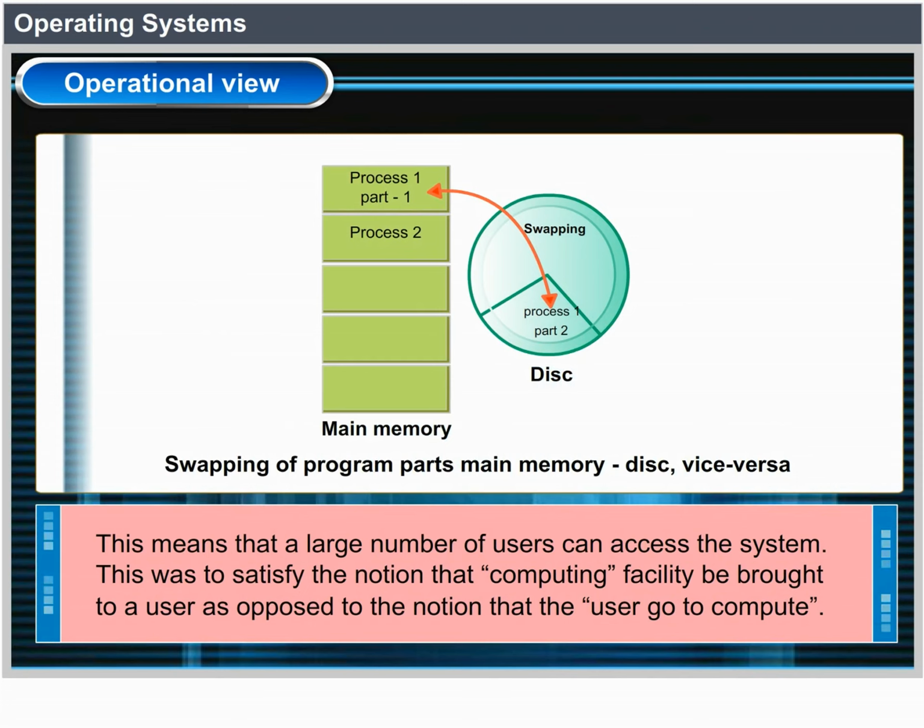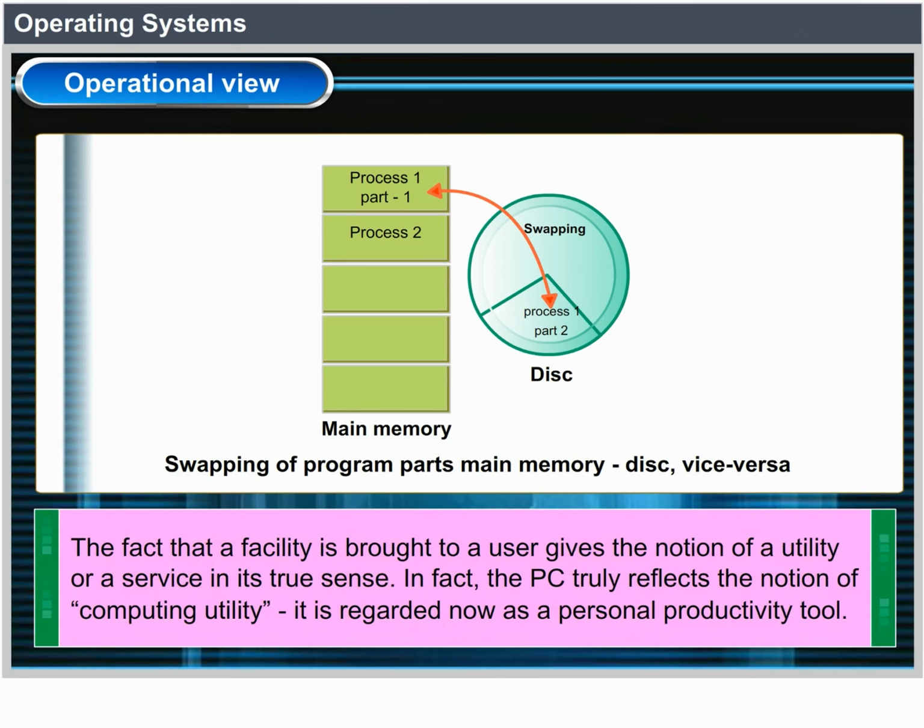This was to satisfy the notion that the computing facility be brought to a user, as opposed to the notion that the user go to the computer. The fact that a facility is brought to a user gives the notion of a utility or a service in its true sense. In fact, the PC truly reflects the notion of a computing utility. It is regarded now as a personal productivity tool.